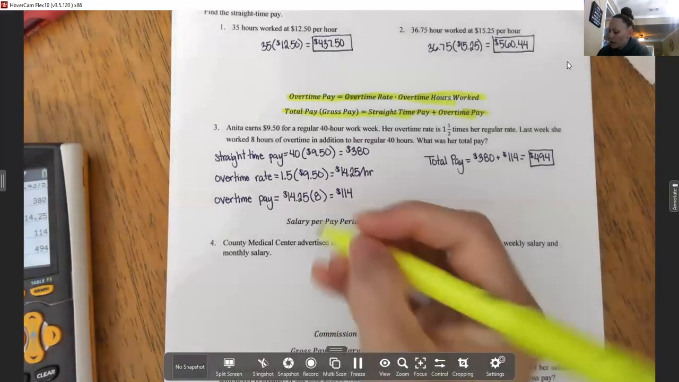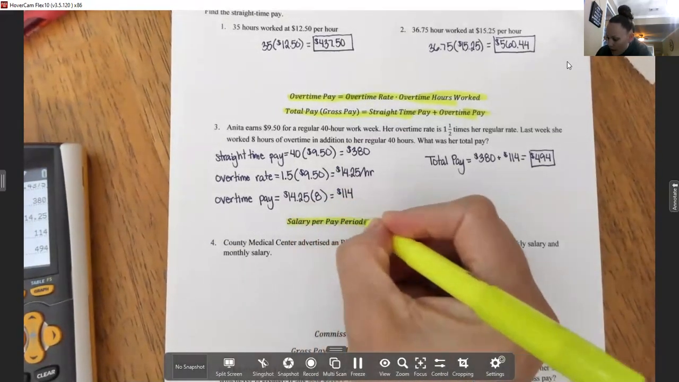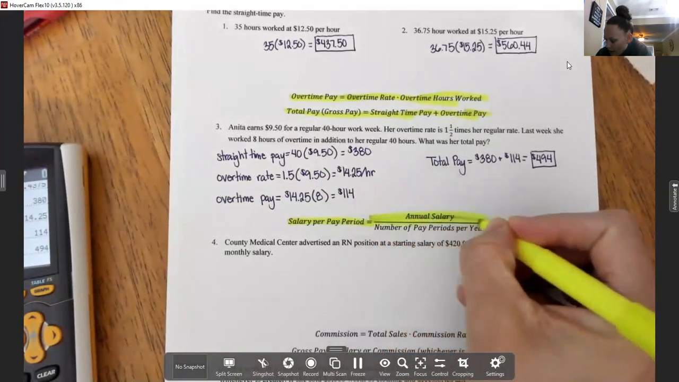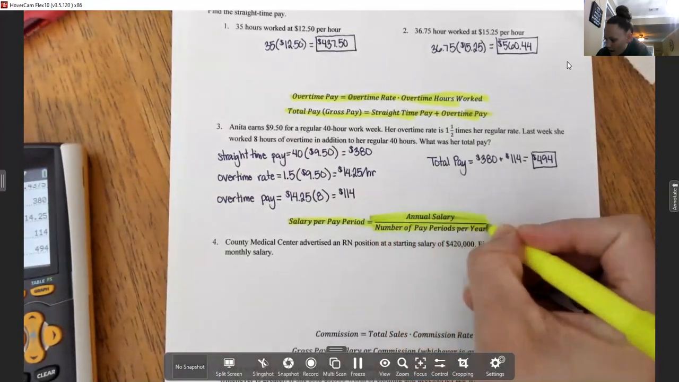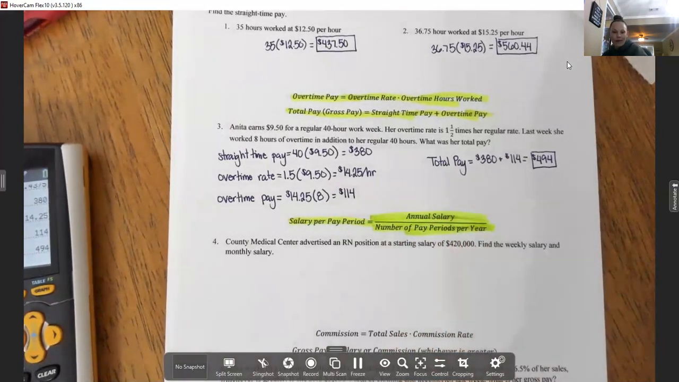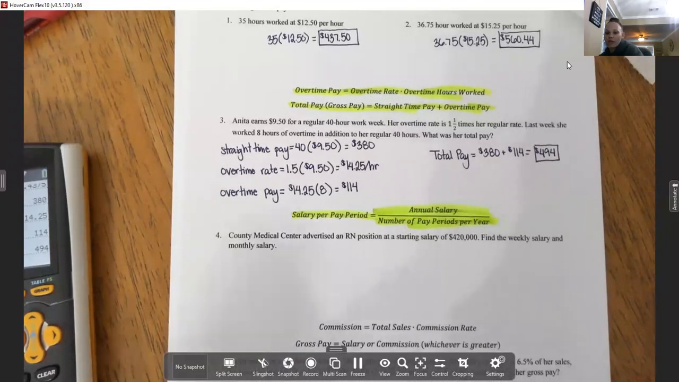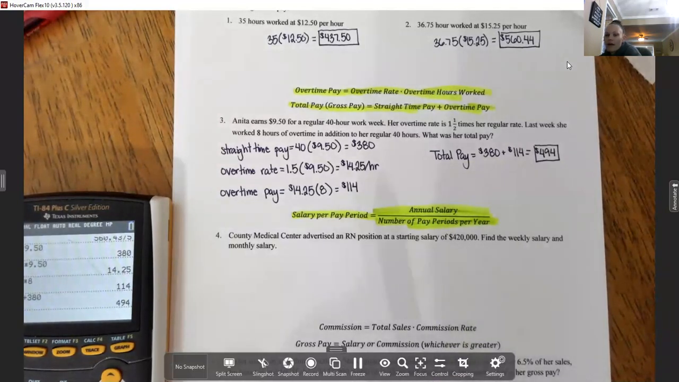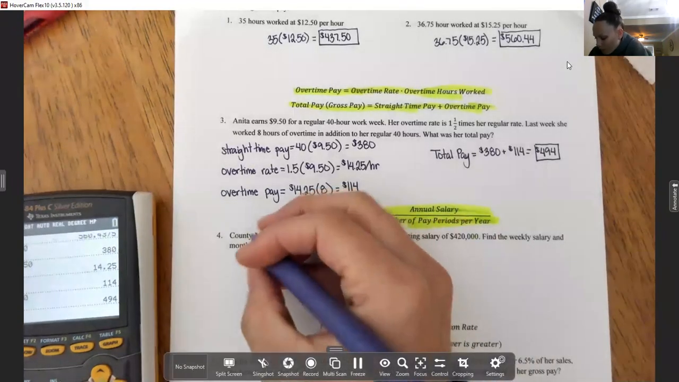So if we want to know salary per pay period, we take the annual salary, annual is how much you are paid for the year, and divide by the number of pay periods per year, which we already did a little bit of too. So County Medical Center advertised an RN position starting at $420,000. That's really high. Find the weekly salary and monthly salary.